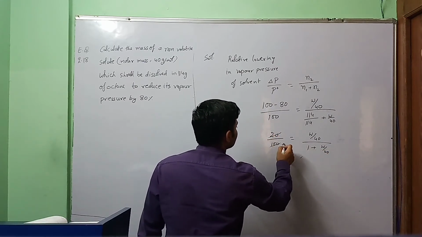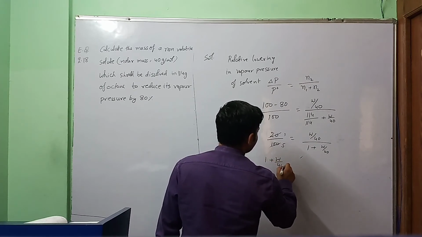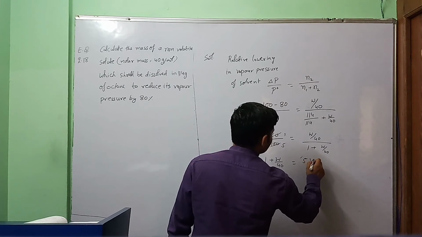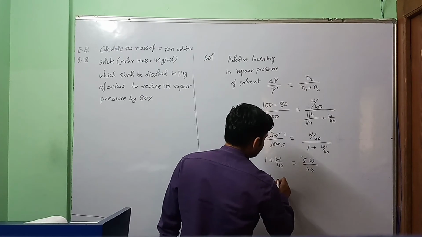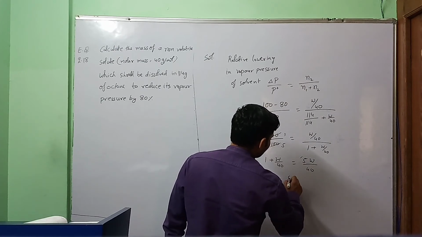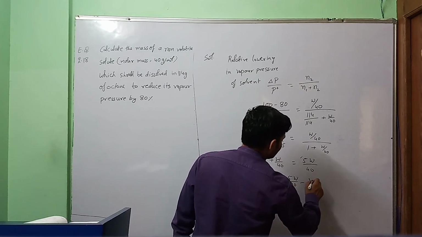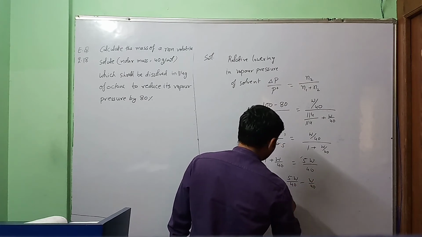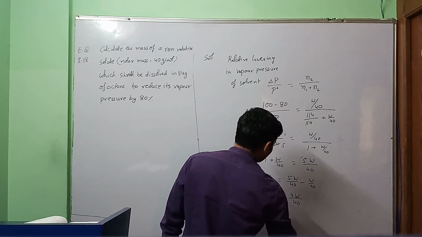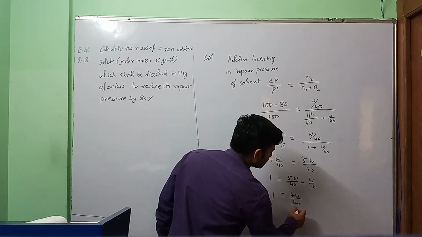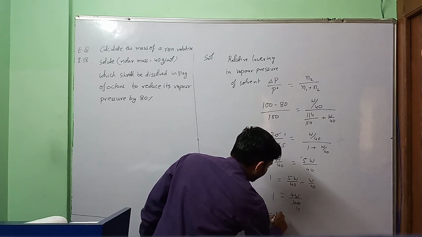This we can cancel. This will come 1 upon 5. So we can write 1 plus W upon 40 equal to 5W upon 40. If we transfer this, we will get 1 equal to 5W upon 40 minus W upon 40. This thing we will get 4W upon 40 equal to 1. We can cancel this. We will get W upon 10. So finally W equal to 10.